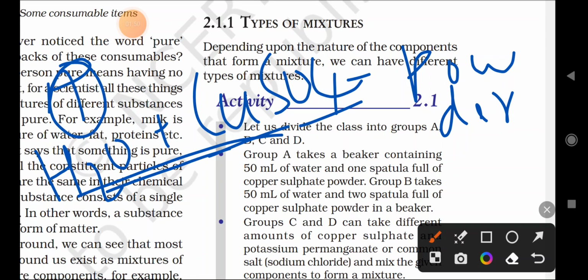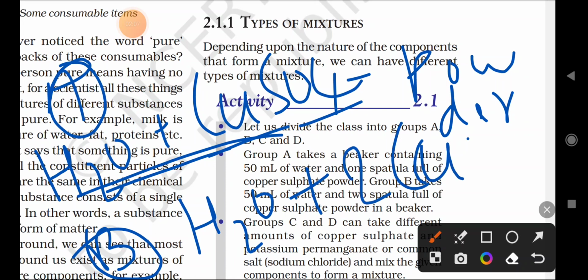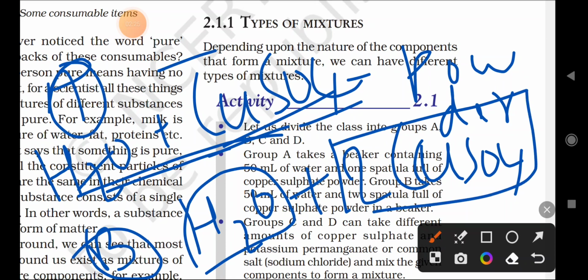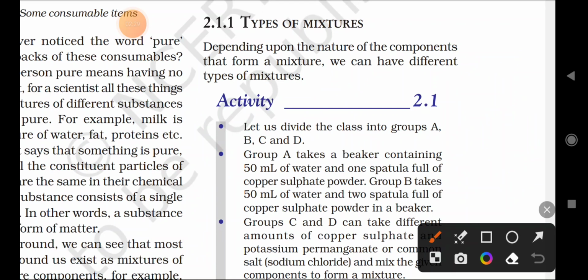Group B takes 50 ml of water and 2 spatulas full of copper sulfate in a beaker. The first group took 50 ml of water and only one spatula of copper sulfate, and a spatula here means 1 spoon. The second group took the same 50 ml of water, but 2 spatulas of copper sulfate. What is the chemical formula of copper sulfate? We can remember, CuSO4 is copper sulfate.